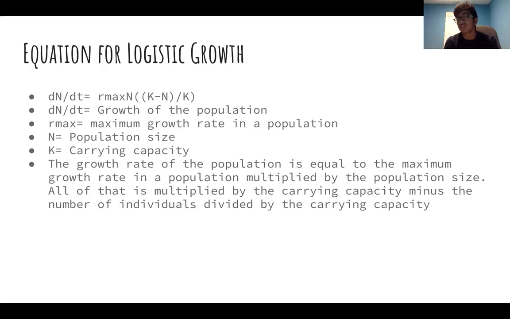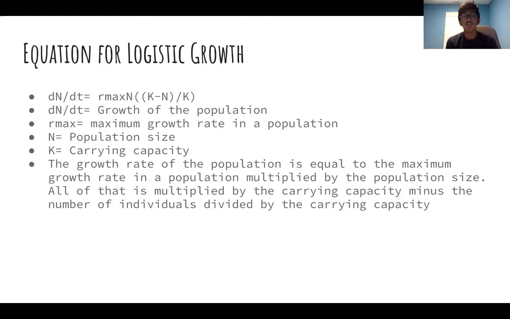So as I have said on the past 2 slides, the dN divided by dt is equal to the growth of the population. The r max is the maximum growth in a population. The N is the population size, and the K is the carrying capacity. So the growth rate of the population is equal to the maximum growth rate in a population multiplied by the population size.